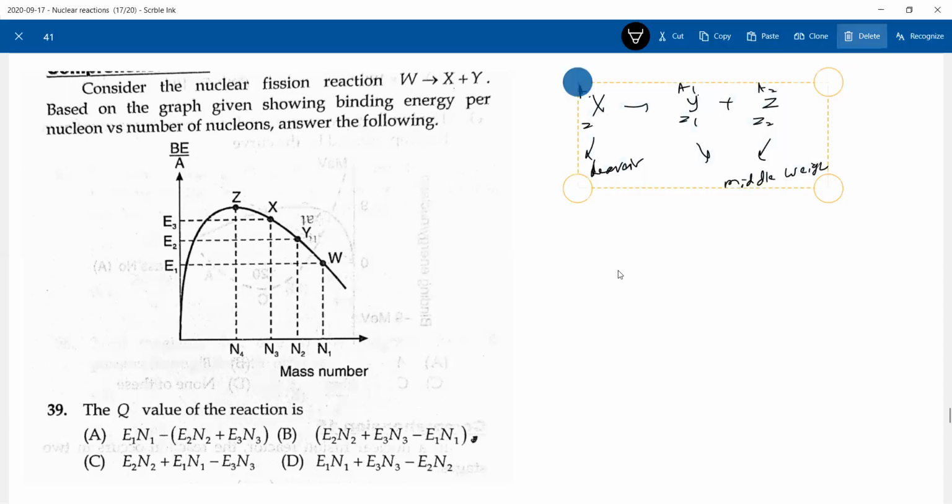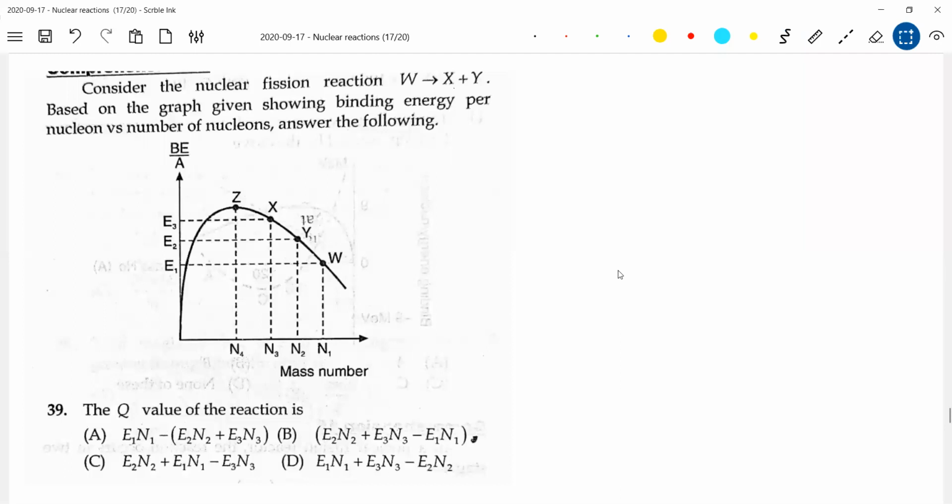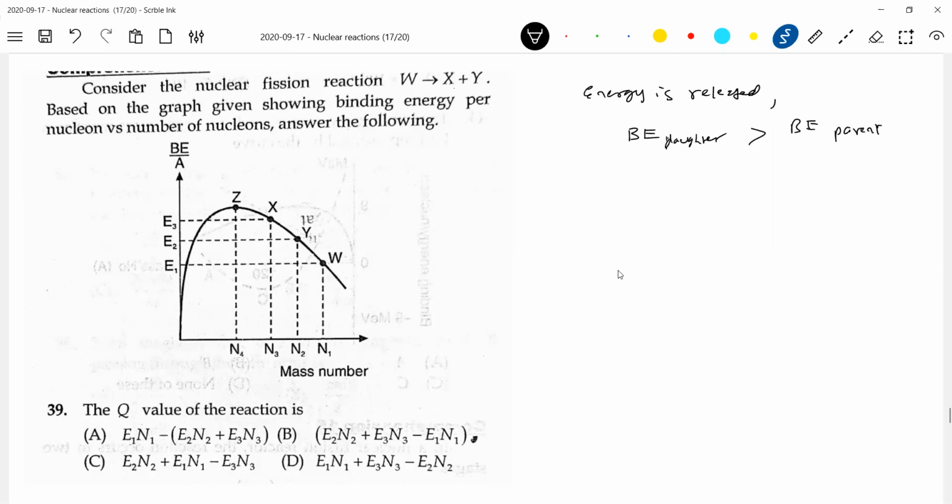Go back to the concept. Energy will be released when the binding energy of the daughter is greater than the binding energy of the parent. Do I agree with this? See, that is mass and binding energy. These are the only two pieces of information. But sir, we have binding energy per nucleon. Can we calculate binding energy? Yes, we can calculate. What is the binding energy of the daughters? We'll calculate that first.